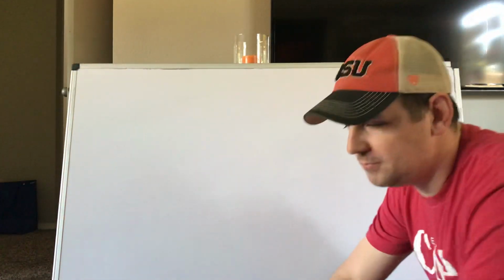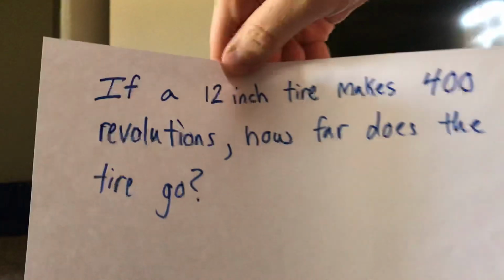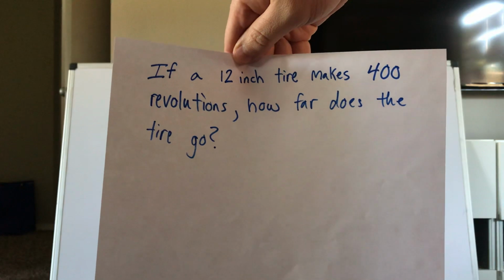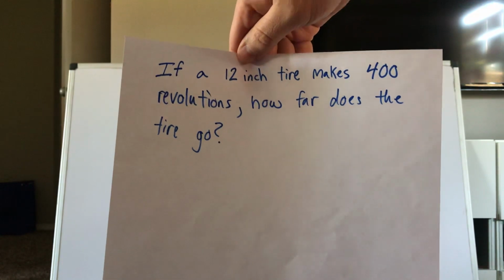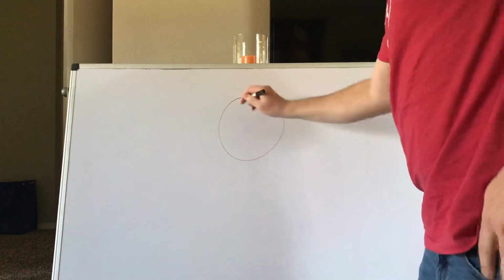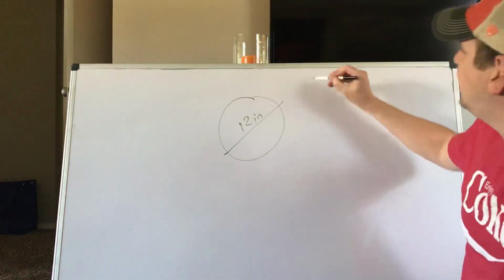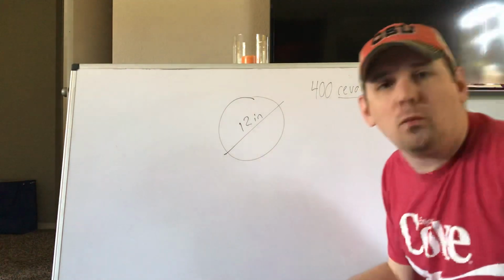All right, let's start with this one. I've got to check my computer screen to see if you can read this. All right, there. If a 12-inch tire makes 400 revolutions, how far does the tire go? If you need to pause, pause now. All right, so we've got a tire. Tires are measured by their diameter, so the diameter is 12 inches. This is going to make 400 revolutions. Mackie, what is a revolution?